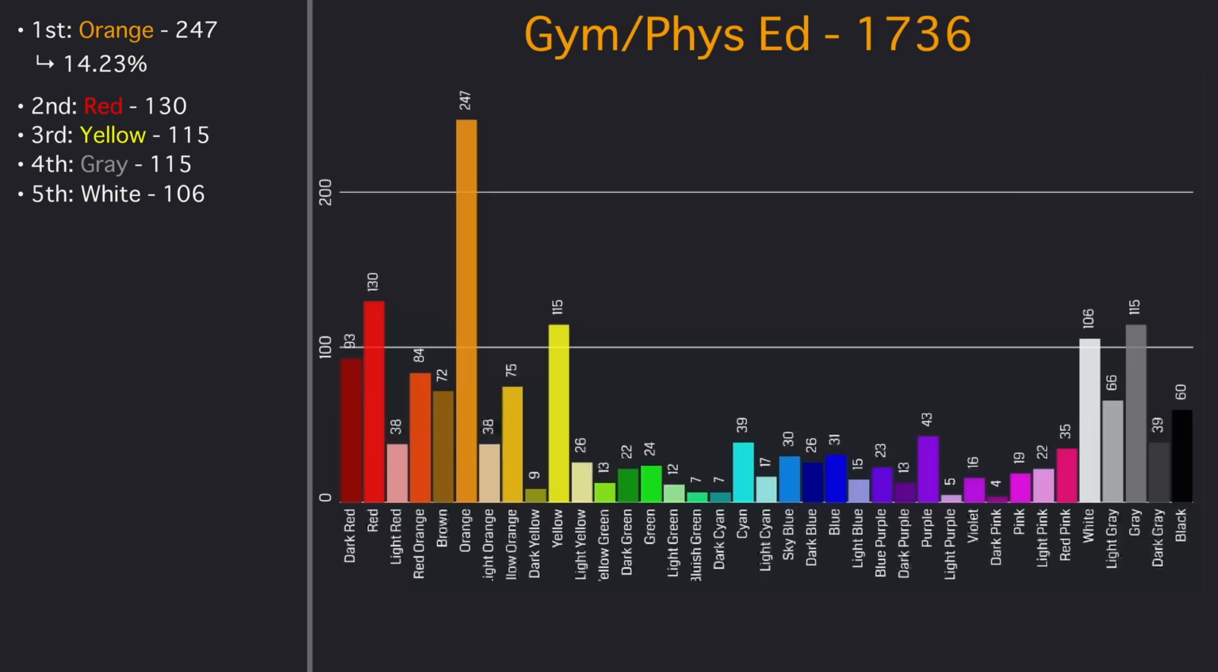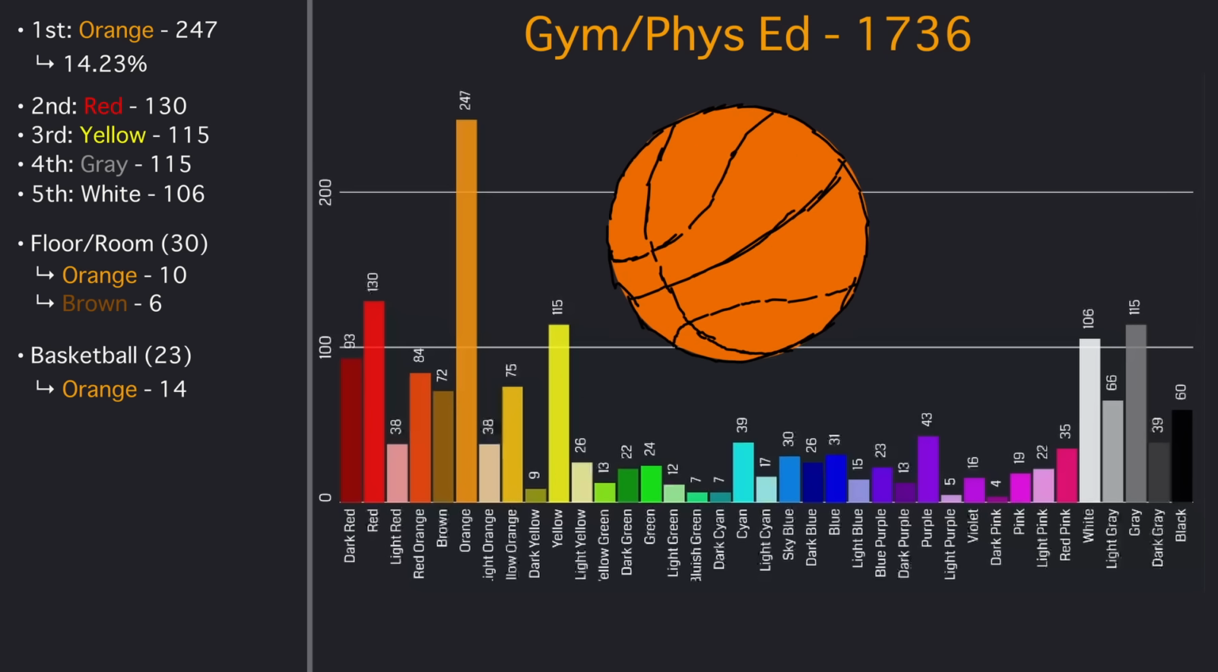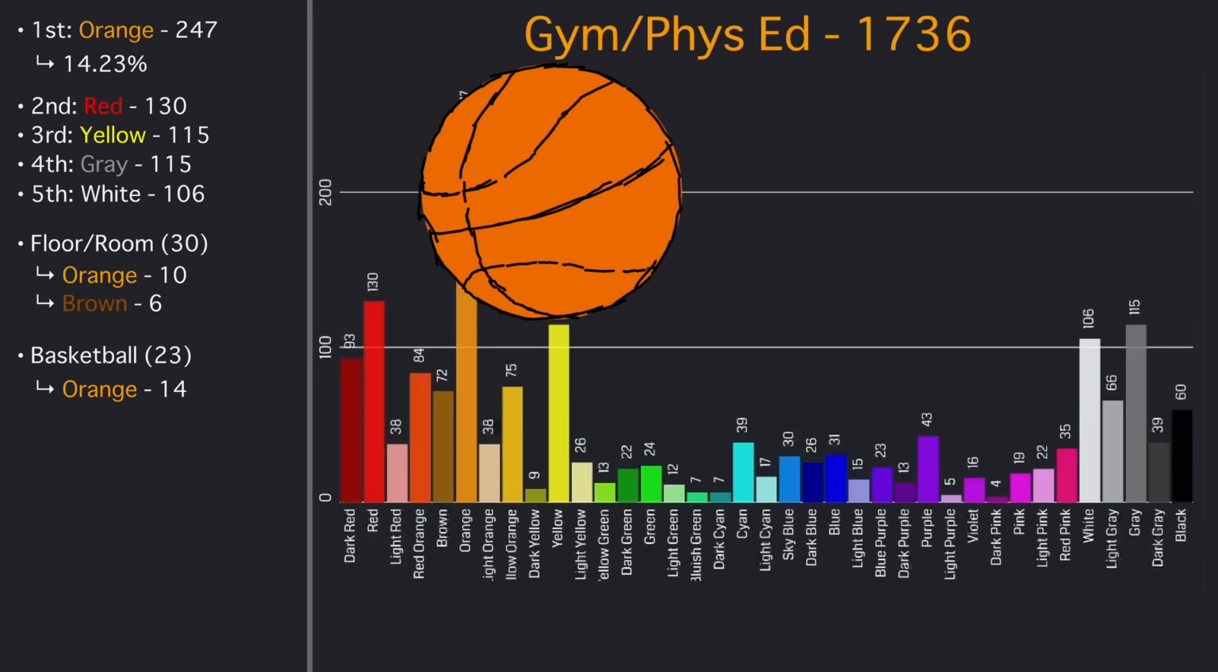Orange ended up being the most common association for 2 reasons. Our first reasoning was that orange was the color of the floorboards, or just the general color of the room that they took this class in. The second one was that they chose orange because of basketball, which oddly enough ended up being the most common sport to first come to mind.